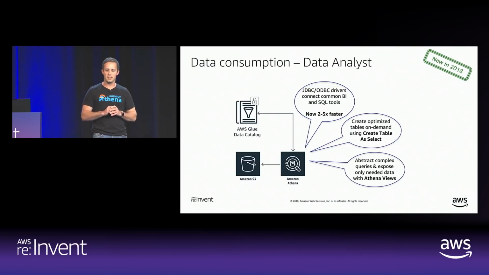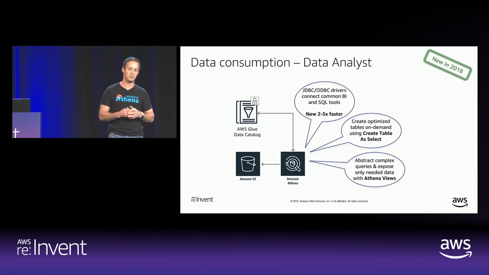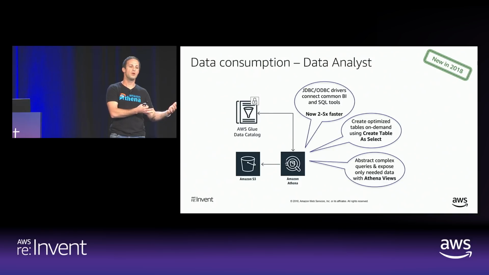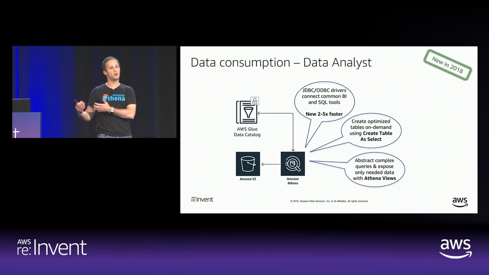The last one is Athena views. So this really allows the analyst to abstract some of the complex queries and transformations that they do inside their SQL, and also expose the columns and the rows that the end user is interested in. So you can come up with a complex query that has a lot of business logic or other transformations, and then save it as a view, and then let the user that is consuming it only see that view. So they're not really bothered by the complexity of the actual query.